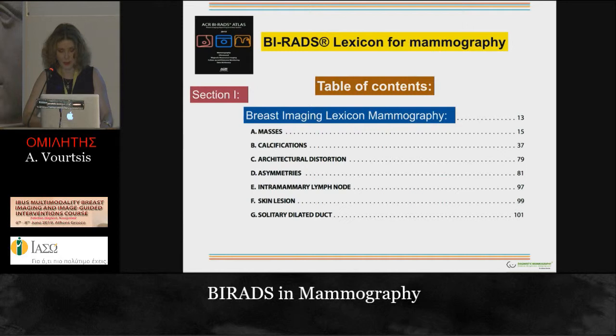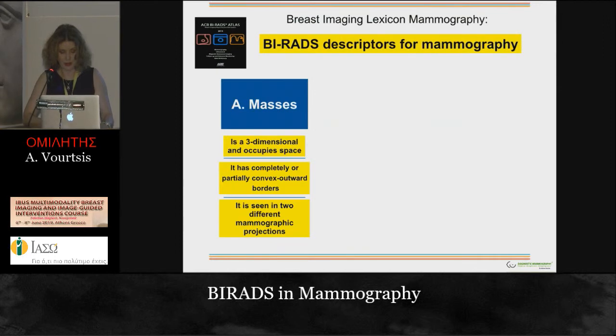messages. This is the table of contents as it appears in the BI-RADS Lexicon for Mammography in the 5th edition, where section 1 consists of these main entities: masses, calcifications, architectural distortions, asymmetries, intermammary lymph nodes, skin lesions, and solitary dilated ducts. Now, in the recent 5th edition, associated features as well as the location of the lesion are very well described and have been included.